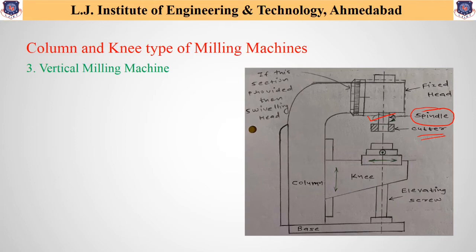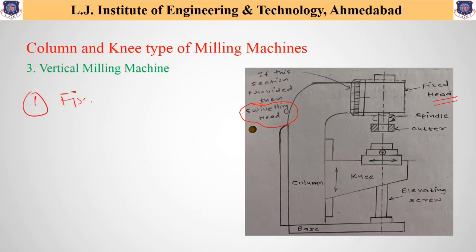Now as one can see from this figure, this top portion consists of the housing of the head, which means at this part the motor for power transmission is available, the spindle is available, the cutter is available. So mostly the head portion consists of all the power transmission elements. Now as we have shown in this figure, the first word we have used is the fixed head, and another word we have used is the swiveling head. So let us differentiate between these two words.